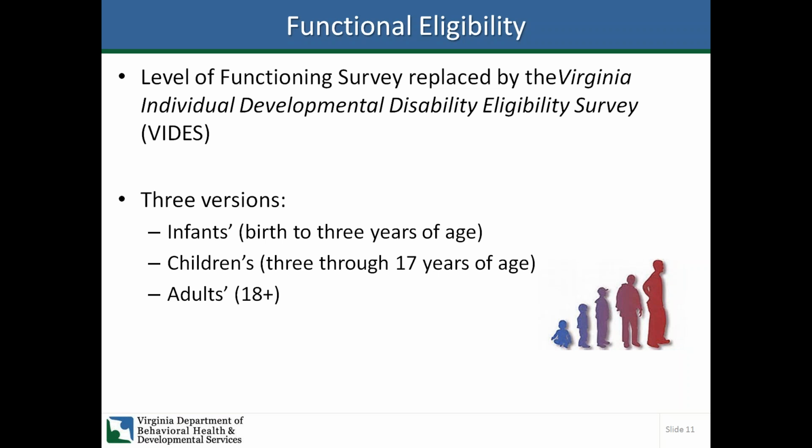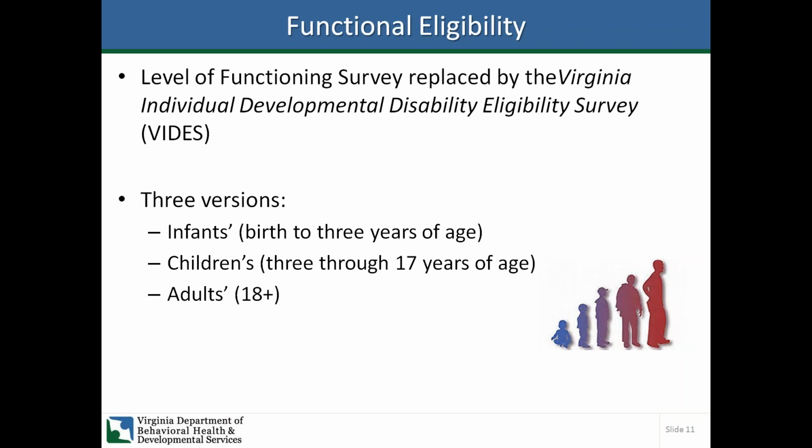In developing the VIDES and field testing it, we determined that we really needed to have 3 separate versions. We thought we were going to have a children's version and an adult's version. It had been requested to have a children's version for many years because most children would meet the Level of Functioning survey, and now the VIDES, regardless of whether they had a disability or not. So when we field tested the revised adults version and the children's version, we realized that we also needed a separate version for infants. So we now have 3 versions.